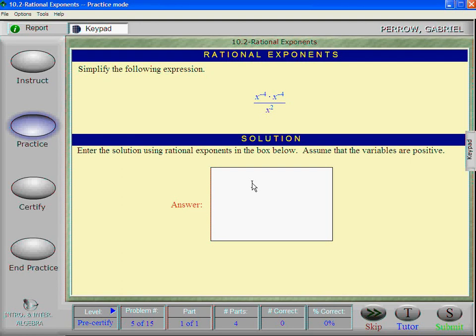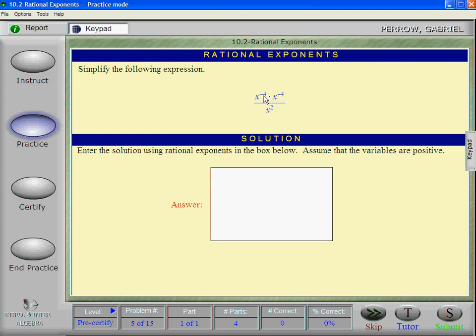Okay, let's do some more section 10.2. This example says x to the negative fourth times x to the negative fourth divided by x to the second. We want an example using rational exponents, assuming the variables are positive. So we're just trying to simplify this.